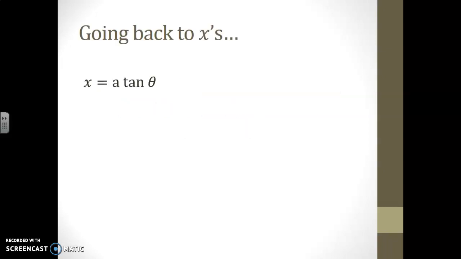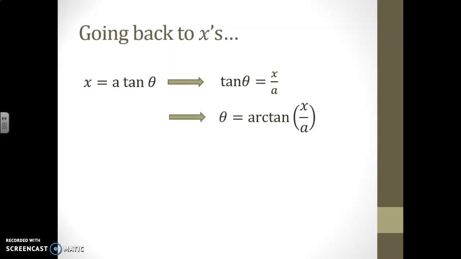As for going back to x's, recall that if x is a tan theta, then tan of theta can be seen as the ratio x over a, or equivalently, theta is arctan of x over a. A triangle where an angle theta is placed at one of the non-right angles will allow us to make x and a the opposite and adjacent sides, and therefore respect the tan theta equals x over a ratio. The length of the hypotenuse is obtained by Pythagoras.